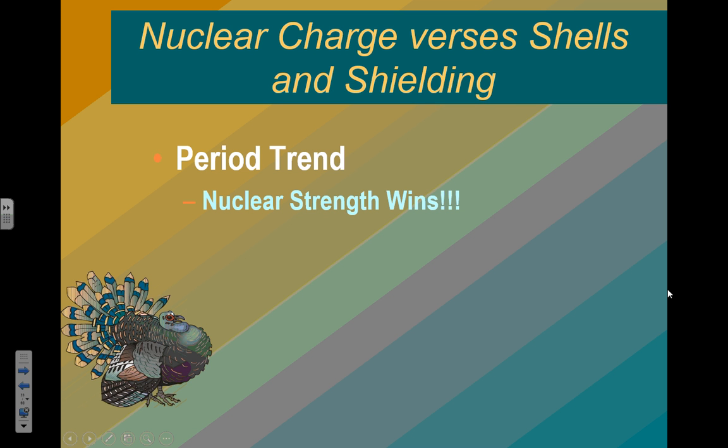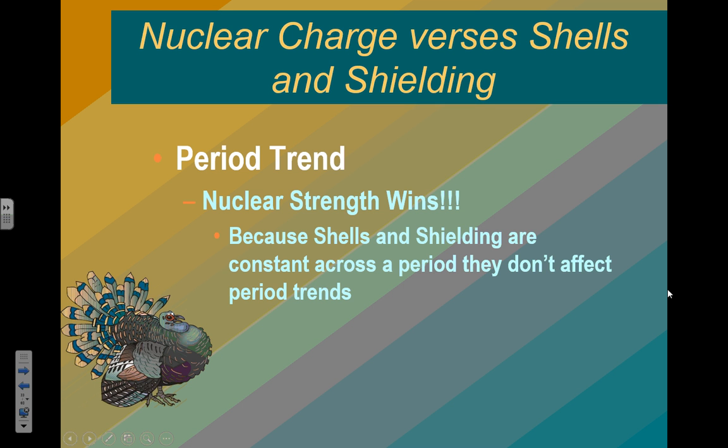So in a period trend, we're going across a period of the periodic table. Nuclear strength is the only thing that is important and relevant. So our nucleus is getting stronger and stronger and stronger as we go across. And that's going to have a variety of effects on different trends in the periodic table. So remember, because shells and shielding are constant across a period, they don't really affect the period trend. And what we're left with is the nucleus is getting stronger.